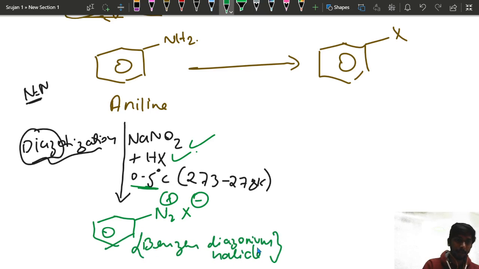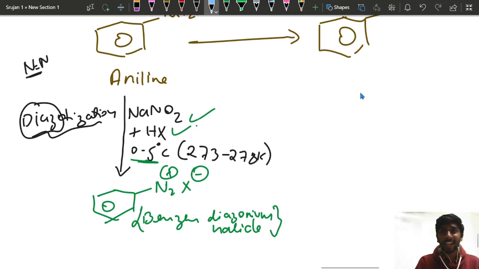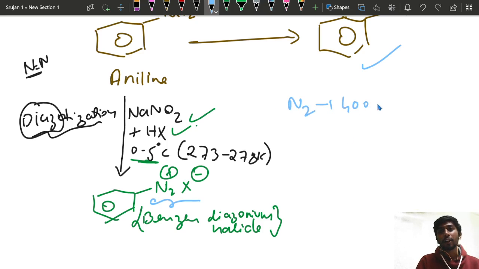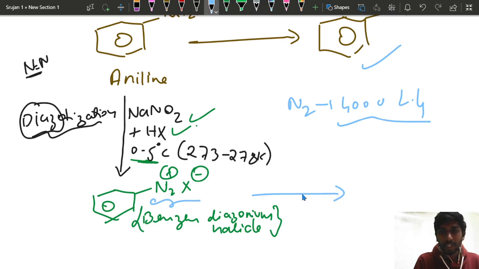So what is the use of this benzene diazonium halide? We need this. So how to do it? When you get a benzene diazonium halide, N2 is a good leaving group. A leaving group is a group that leaves easily. So when you treat this with any halogens, I am treating this with cuprous chloride, Cu2X2, cuprous halide.